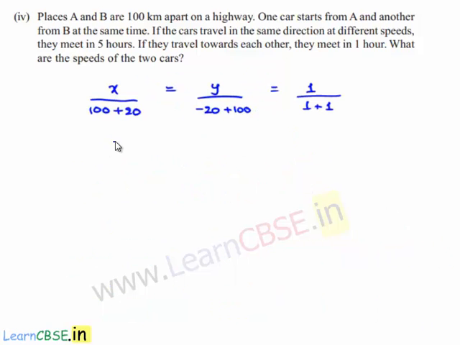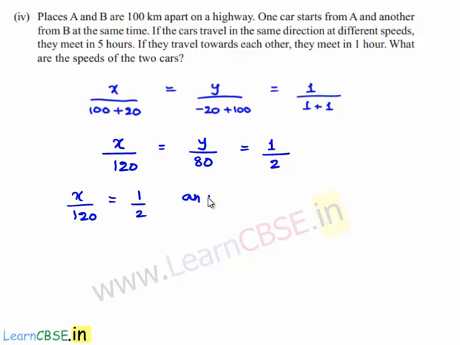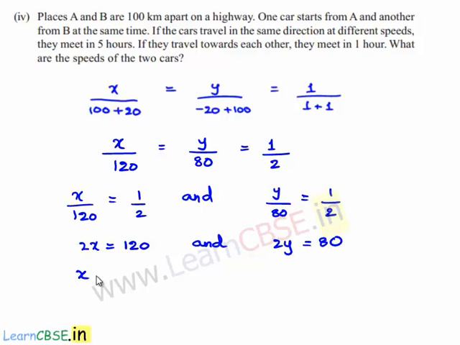Now this becomes x divided by 120 is equal to y divided by 80 is equal to 1 divided by 2. So we can write x by 120 is equal to 1 by 2 and y by 80 is equal to 1 by 2. So by cross multiplication, 2x is equal to 120 and 2y is equal to 80. x can be written as 120 divided by 2 and y can be written as 80 divided by 2. So x is equal to 60 and y is equal to 40.